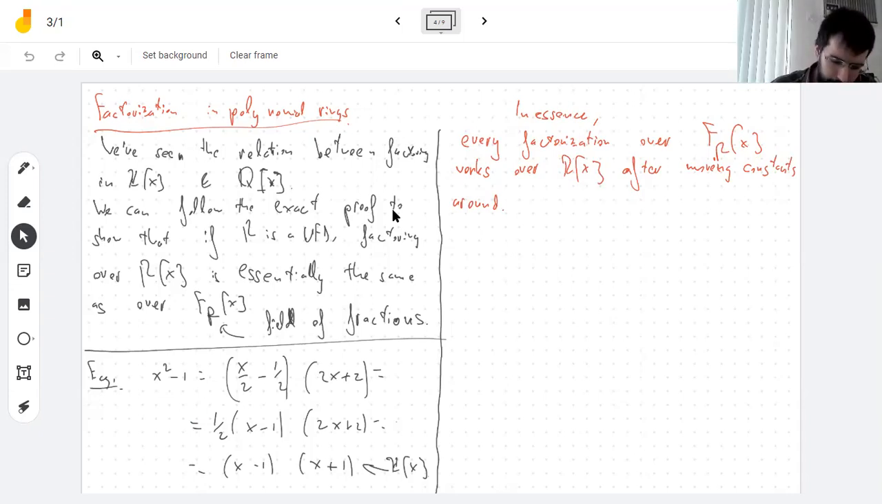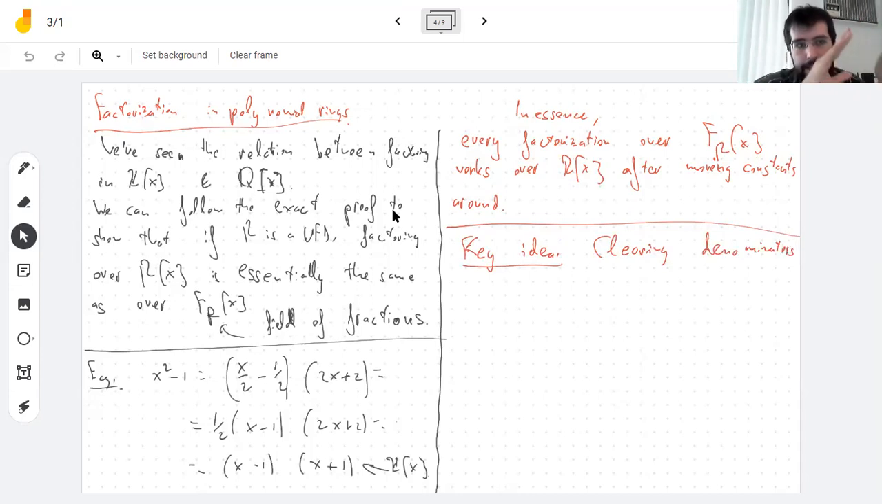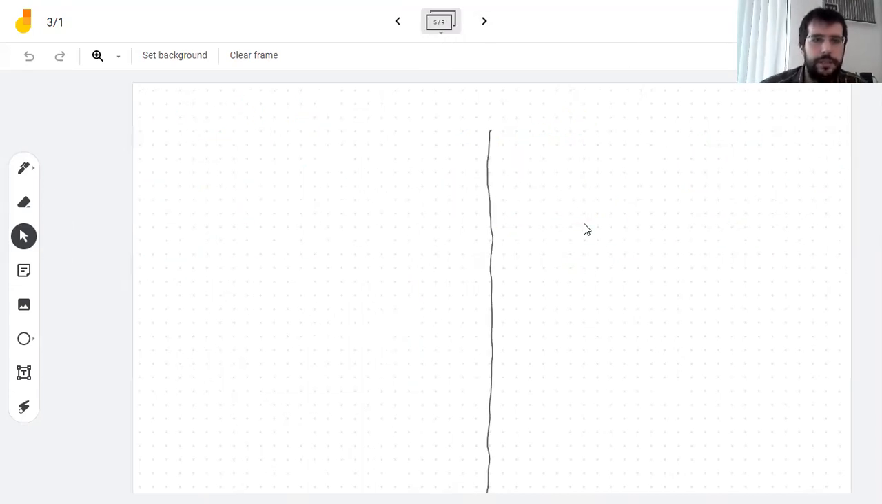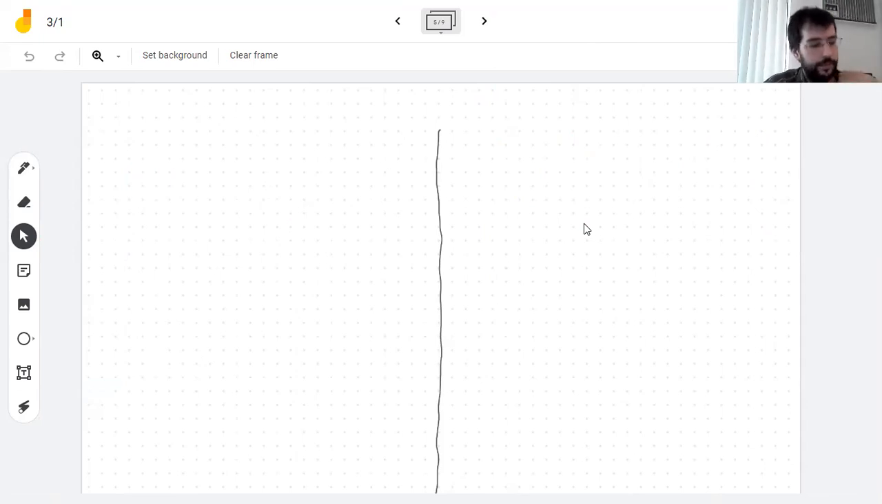So the key idea is clearing denominators. And the thing about the smallest common denominator is that you need a UFD to have it. You can't talk about greatest common divisors or least common multiples if you don't have unique factorization into primes. We've seen examples of non-UFDs where there's no greatest common divisor. So you have fractions with those denominators, and there's just nothing you can do. The good news is it's going to look exactly like what we did over Z, so it's essentially review.